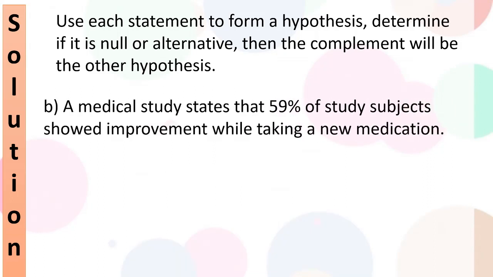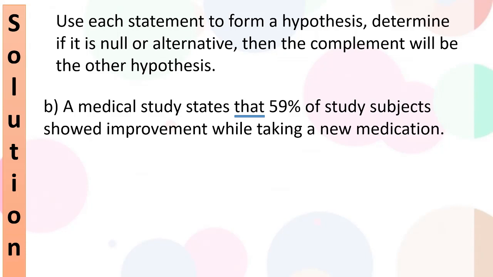A medical study states that 59% of subjects showed improvement while taking a new medication. So again, we're going to strip away the parts. That 59% showed improvement. This isn't about an average. This claim is not about mu. We're talking about some proportion of the population, right? If you remember right, in section 6.3, we talked about finding margins of error and confidence intervals for population proportions. This is about a population proportion. So instead of using mu as our variable, we're going to use p.